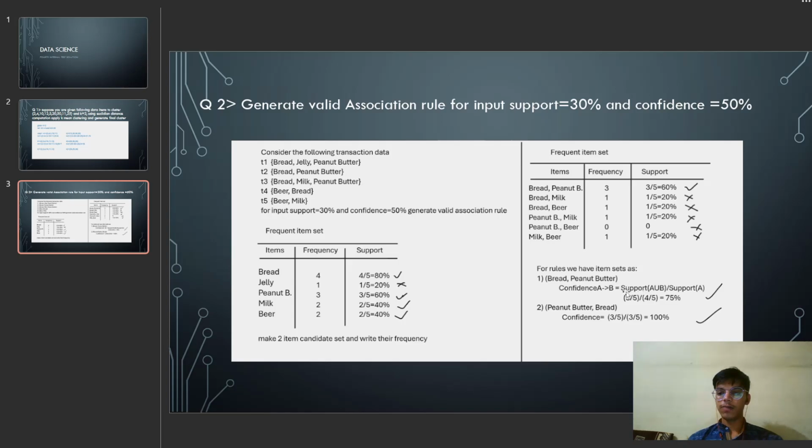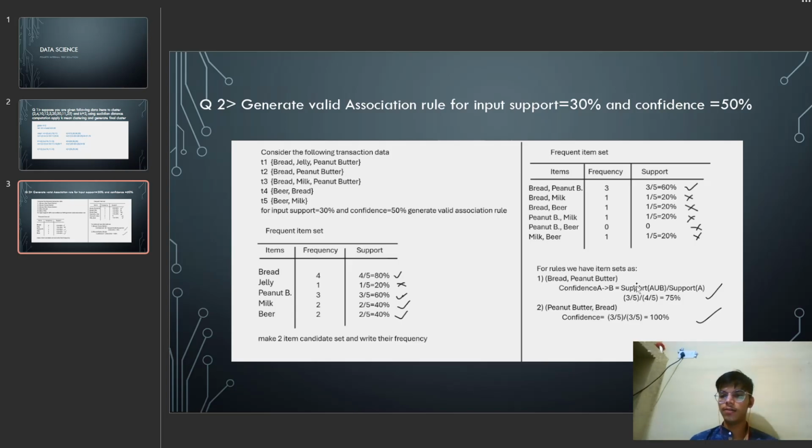It can be calculated by this formula, which says that if A is associated with B, the formula is support of A union B divided by support of A. Support of A union B means bread and peanut butter. So the support of A union B is 3 divided by 5, and support of A, that means support of bread. So what was the support of bread? It was 4 divided by 5.